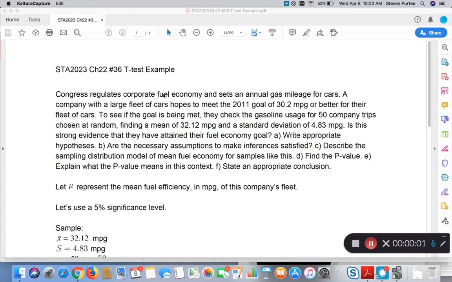Okay, this is a hypothesis test for means problem, a t-test example. We know that because they give us a standard deviation and they literally say the word mean. And we know it's a hypothesis test instead of confidence interval because it says hypotheses. It also does not say confidence interval. So pause the video and read this paragraph.